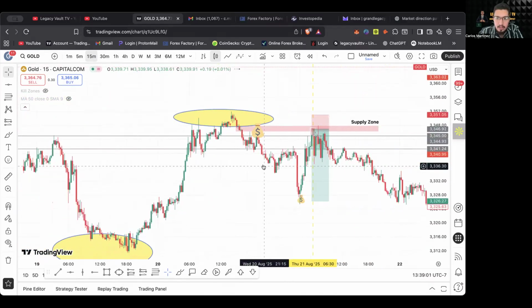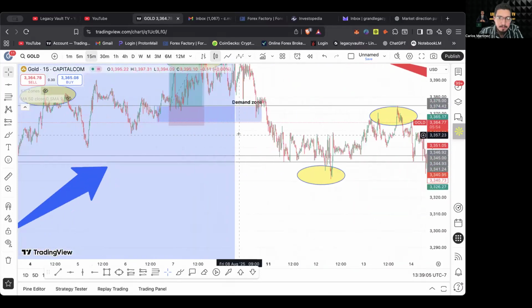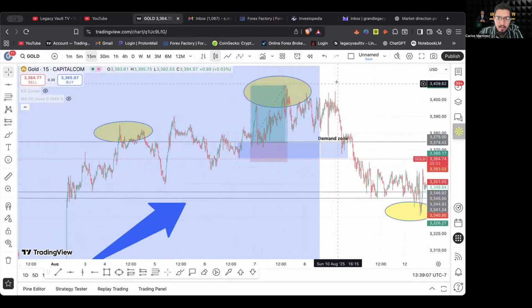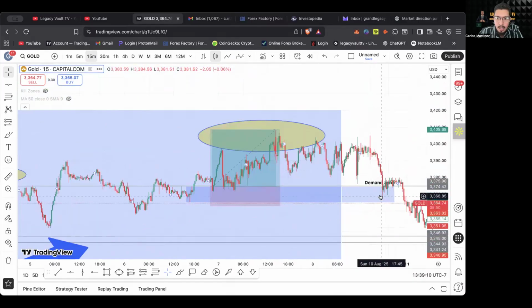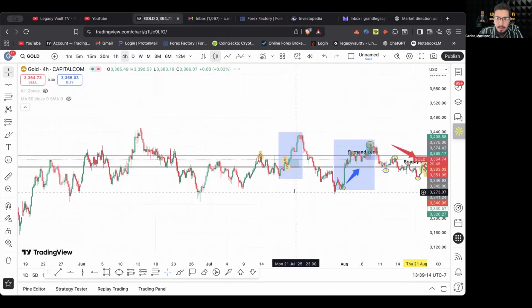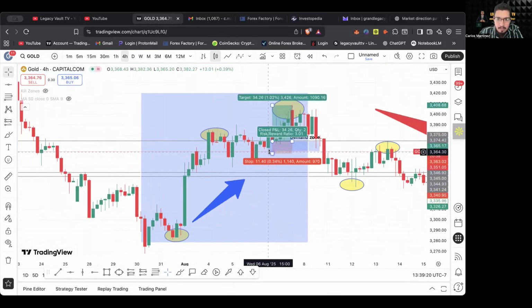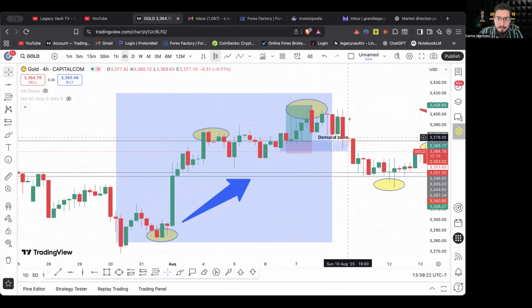So that's for a sell entry, right? Now let's look at a buy entry. I have a couple examples here. Here we're looking at the overall market. It's on an uptrend here because we have higher highs and higher lows. So overall, it's on an uptrend.